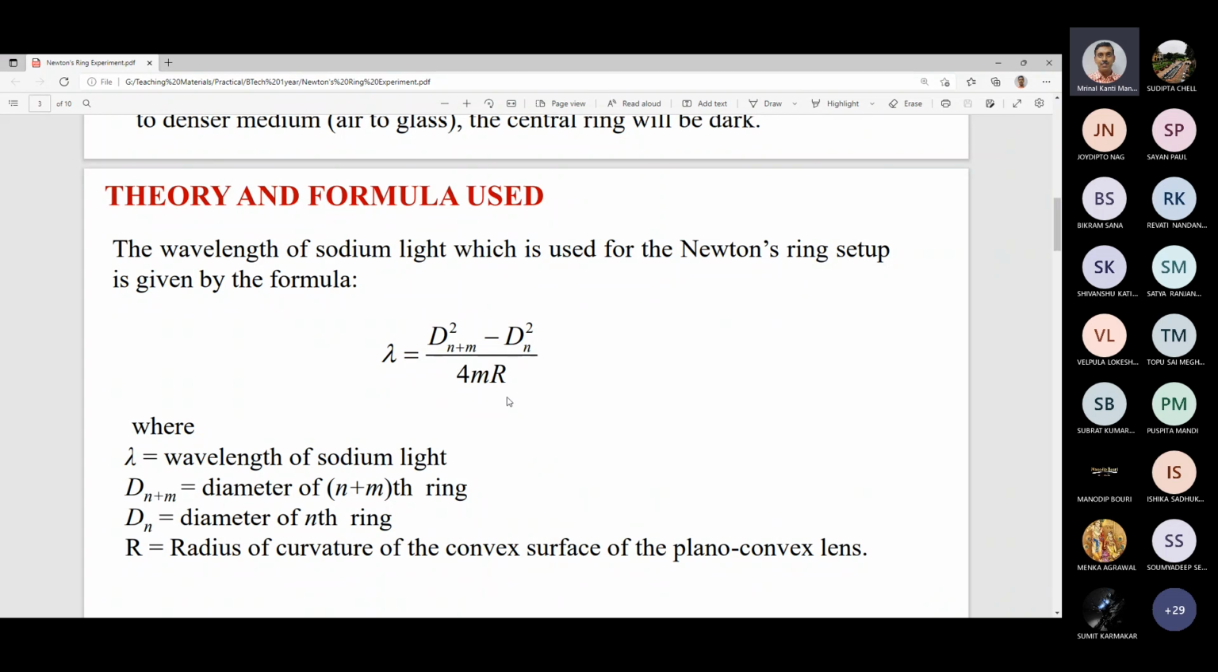R is the radius of curvature of the convex surface of the plano-convex lens. This is supplied. So if we put it in, we can calculate the wavelength of the unknown light. Is the point clear?